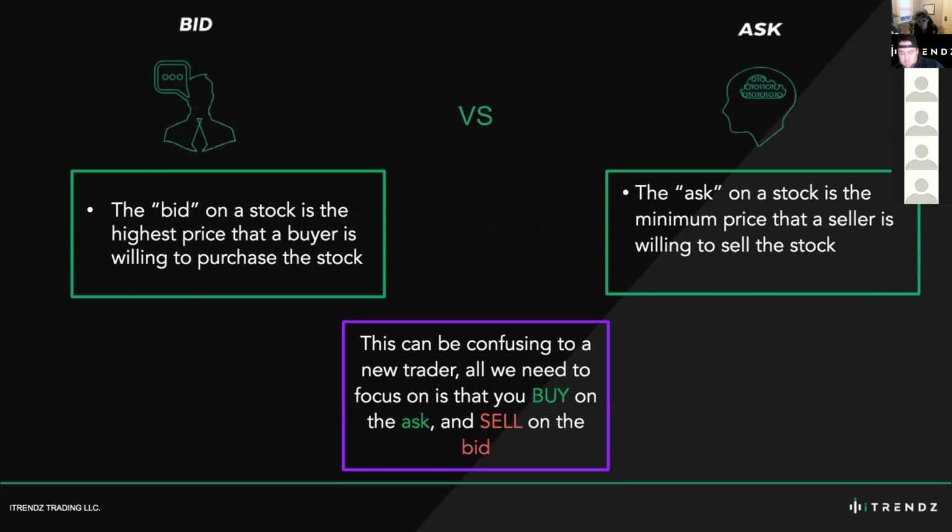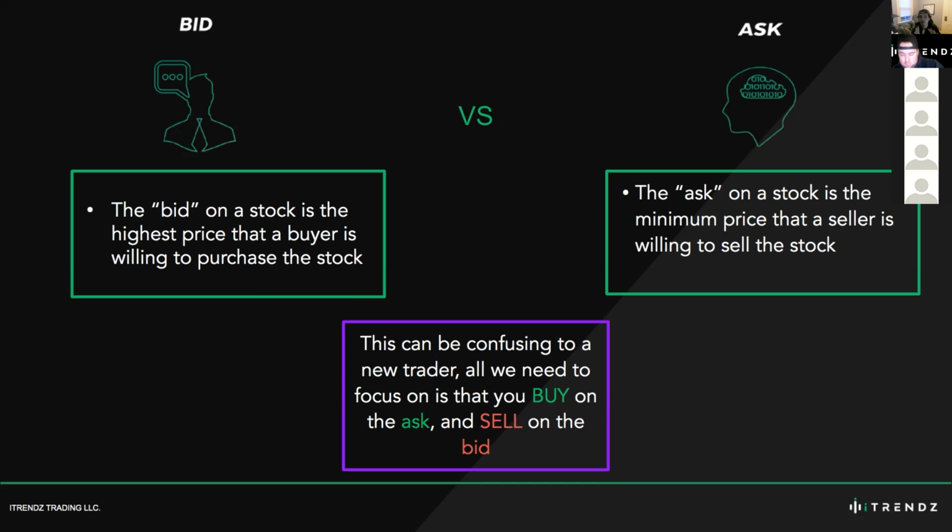So let's continue going. What is a bid and what is an ask? On the left here, you see the bid on a stock is the highest price that a buyer is willing to purchase the stock from you. The ask on the stock, excuse me, is the minimum price that the seller is willing to sell the stock to you when you buy it. So again, just focus on the fact that you are buying on the ask, and then when you go to sell, just click that order in your broker and then go through the sell process. Click that ask and you'll have no issues.